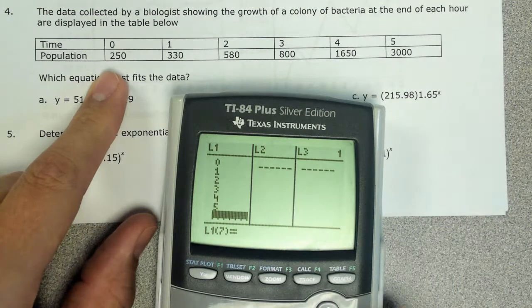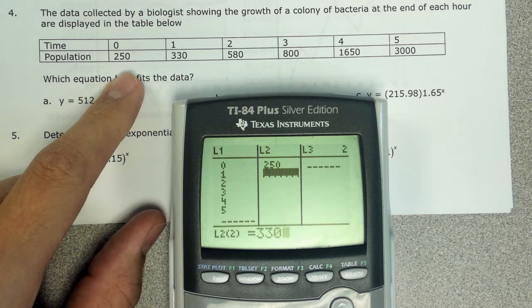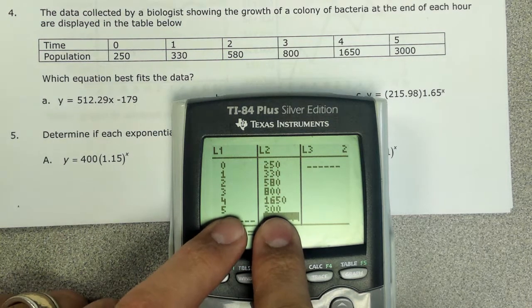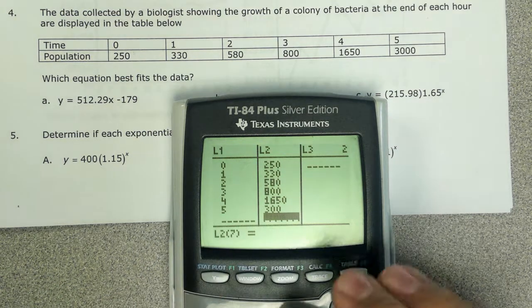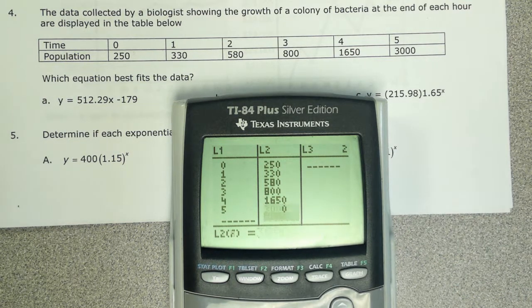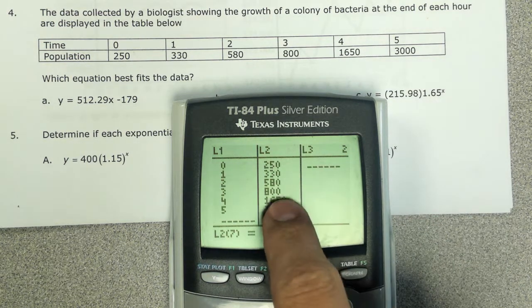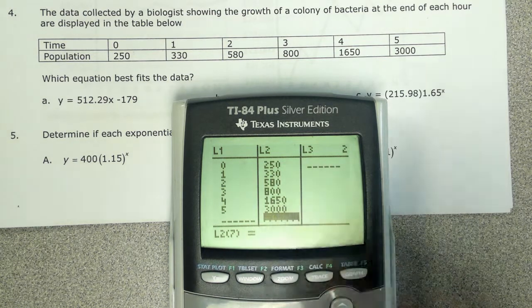And now I can put my population in, my L2. 250, enter, 330, enter, 580, enter, 800, enter, 1650, enter, 3000, enter. My lines are level, means we probably put them in right, unless you forgot a 0 like I did earlier. And I forgot a 0 here, so that's 3000. Glad I looked back. If you notice when I'm putting these in, the numbers were growing pretty fast. That should be a hint about what type of function this could look like.